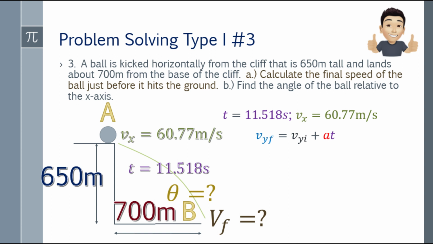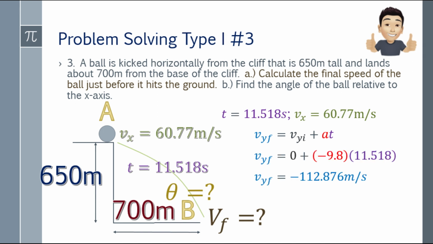Next, we have to find Vyf, or the final velocity in the vertical component. We have the formula Vyf is equal to Vyi plus acceleration times time. We know that the initial velocity at the vertical component is 0. Diba? Pag nahulog yung bola, magsisimula na siya ng 0 meters per second in the vertical component. So, substitute muna natin yung values.